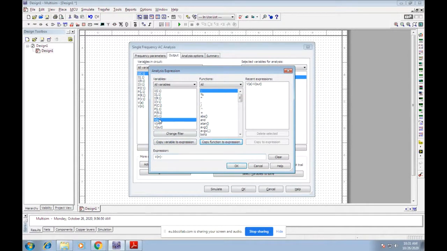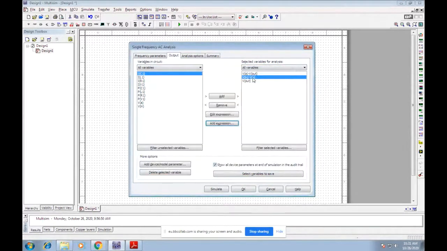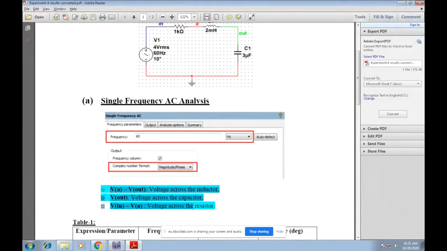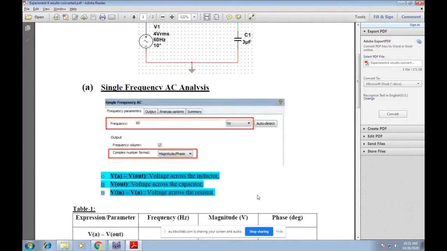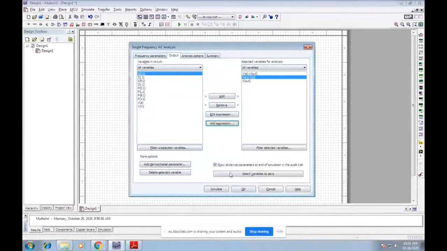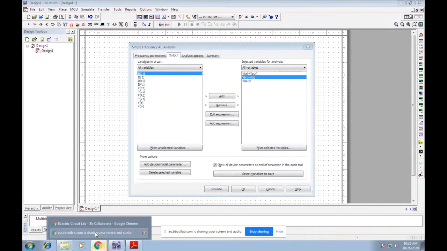Then minus VA: select VA, copy variable to expression, and you will get V in minus VA. Press OK. You will get the third one, that is V in minus VA. Understand? Like this procedure, you have to select these three expressions for the inductor, capacitor, and resistor. The procedure for selecting the expression is as shown. Anyhow, this session is recorded. If you want to make revision, you can do so later also.